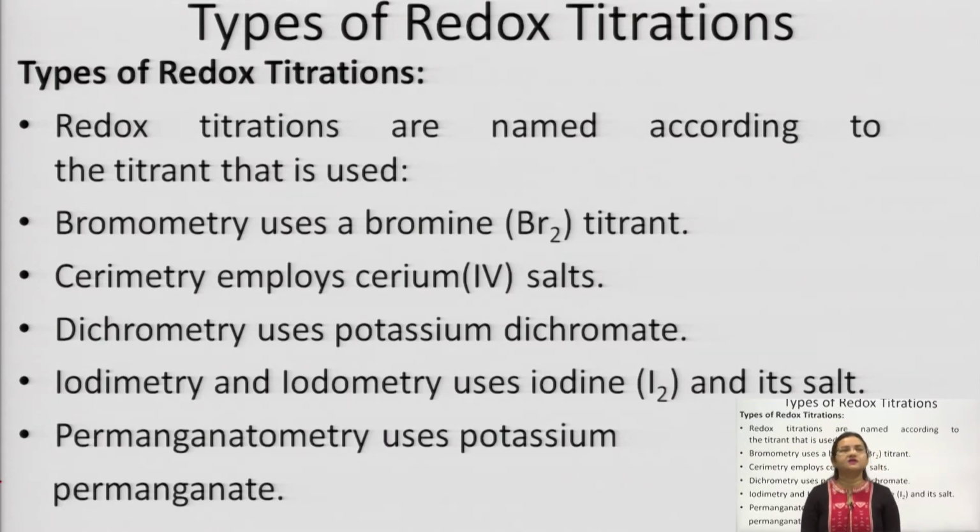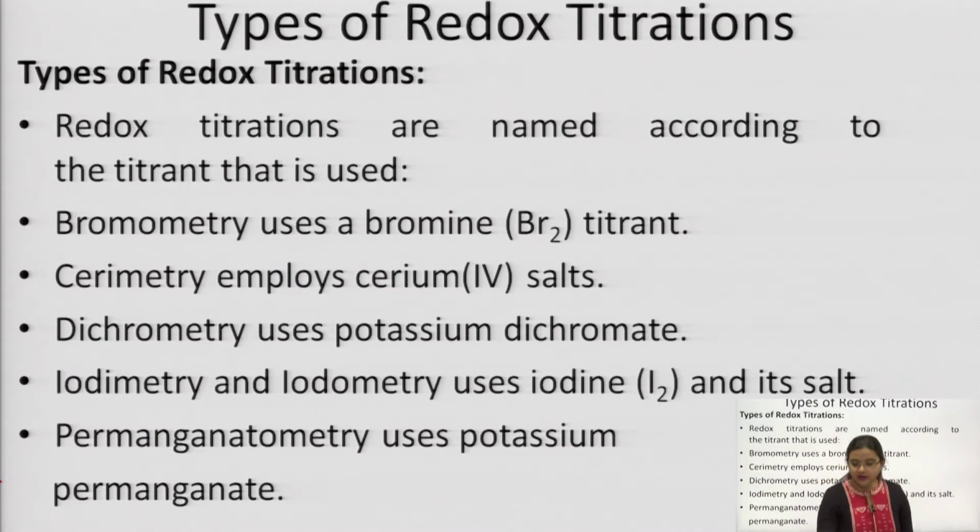So, the first type is bromometry or bromatometry, which uses bromine as titrant. Next is cerimetry, which uses cerium salts as titrant. Then is dichrometry, which uses potassium dichromate as titrant. Iodometry and iodimetry use iodine or some of its salts like potassium iodate and potassium iodide as titrant, and last but not least, permanganometry, which uses potassium permanganate as titrant.